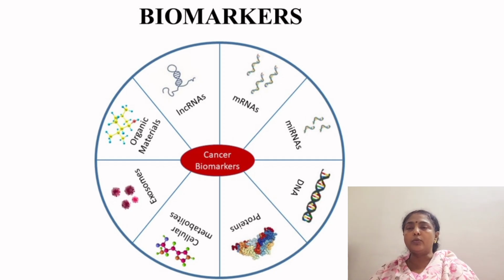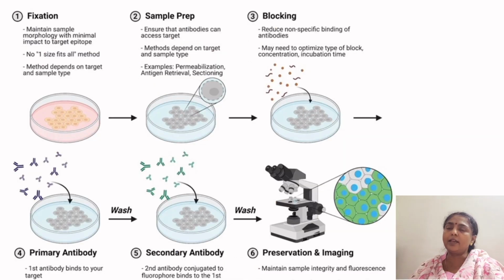Biomarkers are molecules which are indicators of a disease condition of a patient. Cancer biomarkers are molecules which are secreted by the cancer cells in the body and they indicate the presence of cancer in the body. Today we are going to identify a protein cancer biomarker in the HeLa cells by immunofluorescence. Immunofluorescence technique involves a number of steps and today we are going to see step-by-step procedure of the entire experiment.